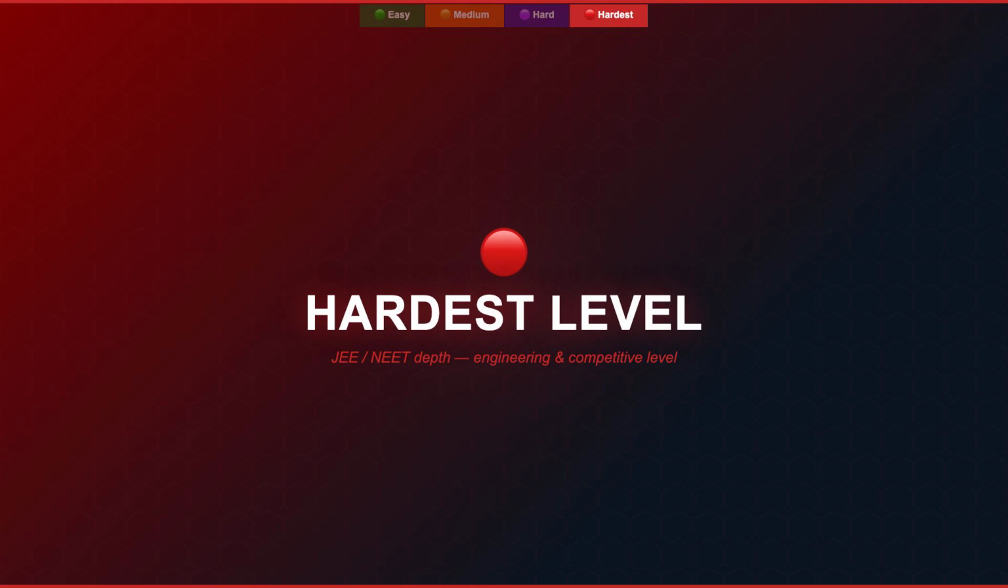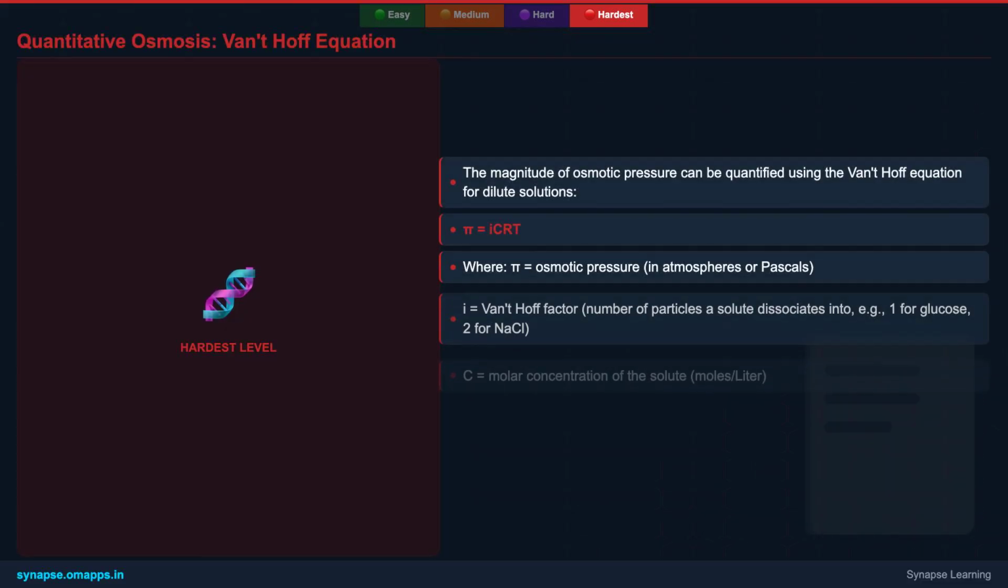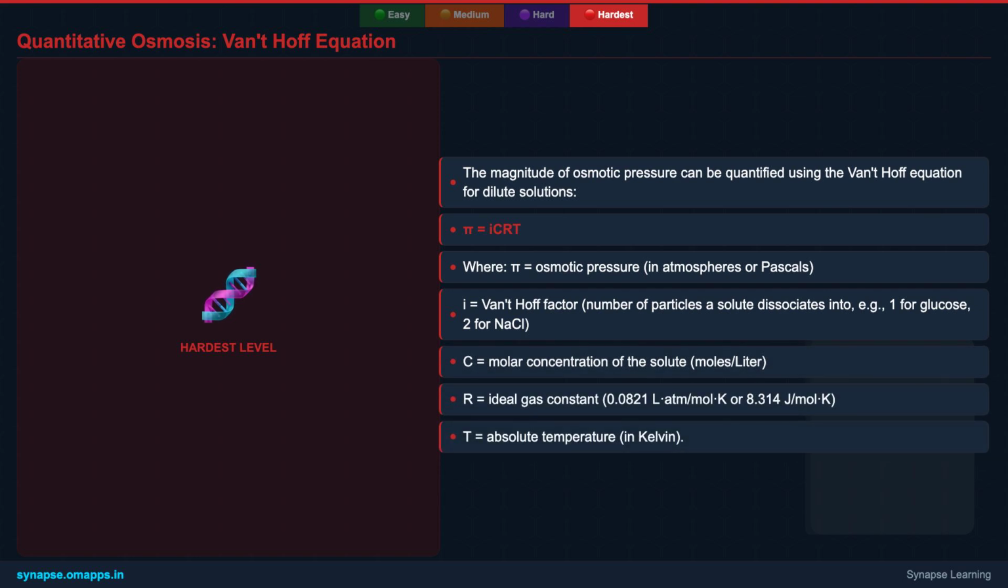Alright, brainiacs. Prepare to explore the cutting edge of osmosis. We are talking quantitative analysis, molecular mechanisms, and complex biological regulation. This is competitive level depth. To truly grasp osmosis, we need to understand its quantitative aspects. The Van 't Hoff equation allows us to calculate osmotic pressure: pi equals iCRT.